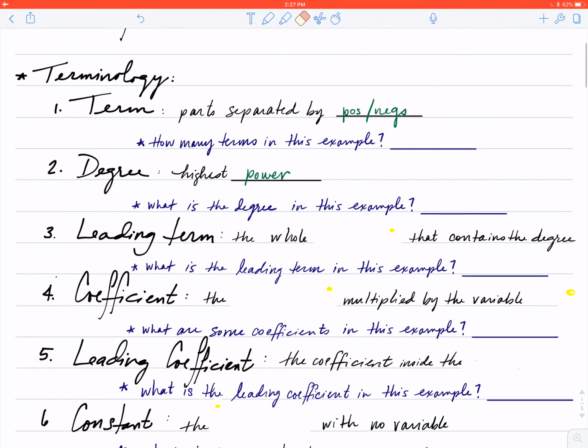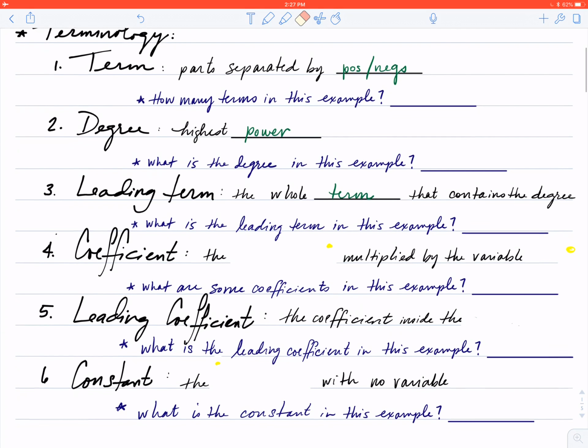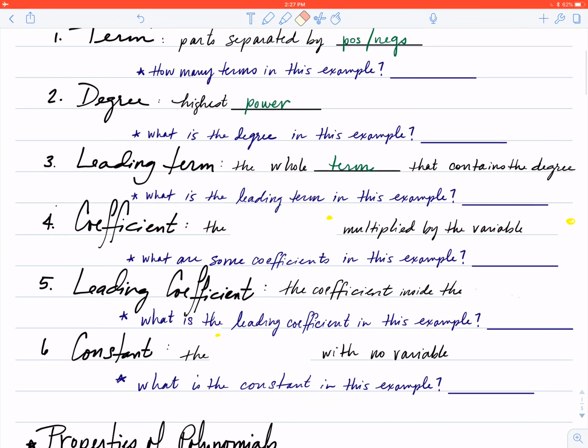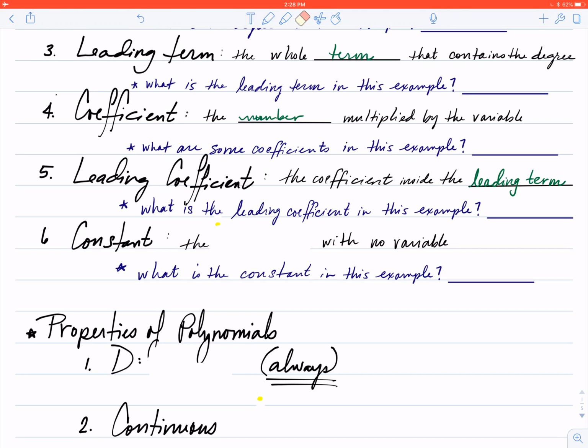Third, the leading term. This is going to be the whole entire term that has the degree inside of it. The coefficient is next. The coefficient is the number that's multiplied by the variable in each term. The leading coefficient, this is the fifth definition. The leading coefficient is going to be the coefficient inside the leading term.